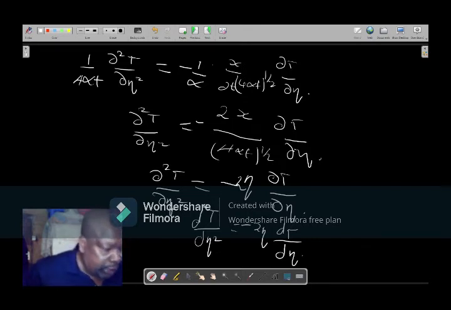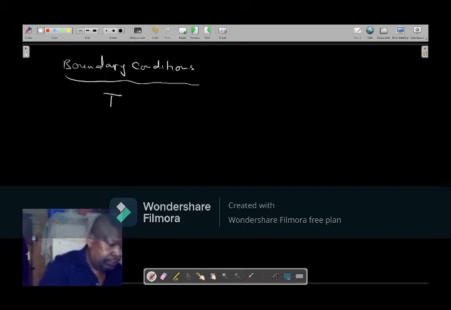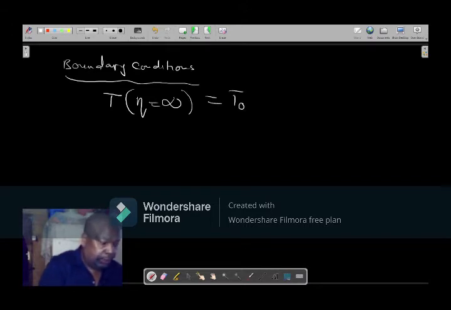So now, after coming up with that solvable equation, let us have a look at the conditions. We're saying that at eta equal to infinity, we have T being equal to T naught. It is equal to, no, it is not infinity but 0.